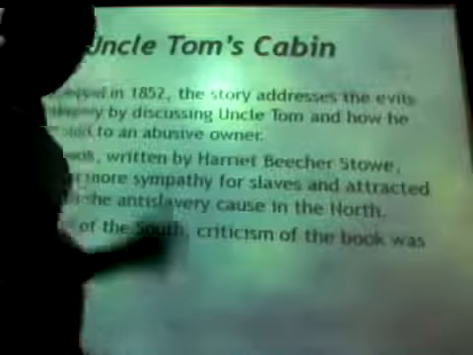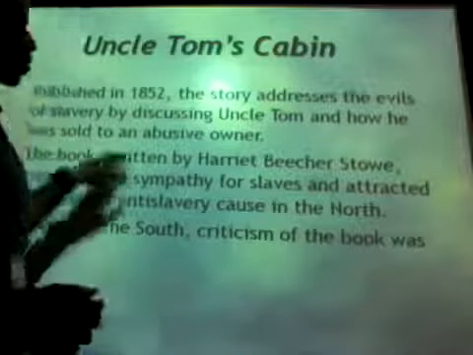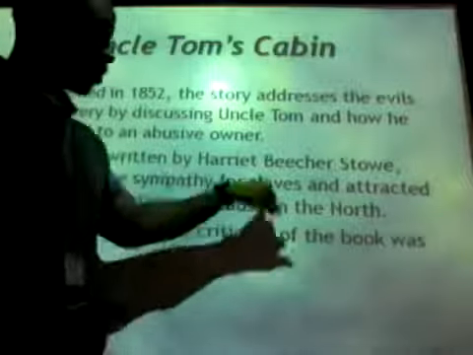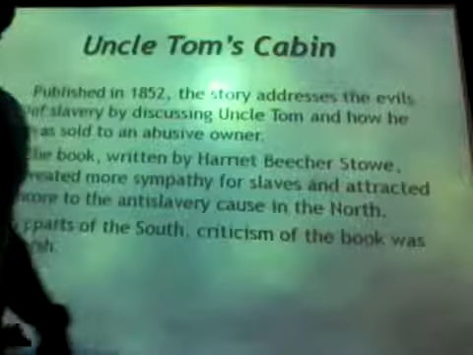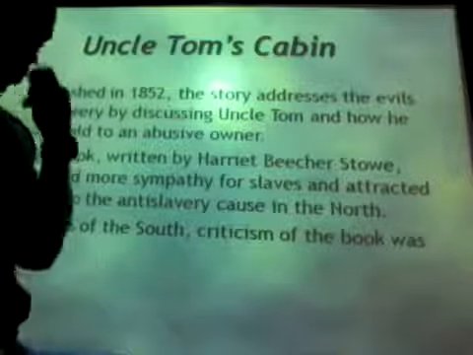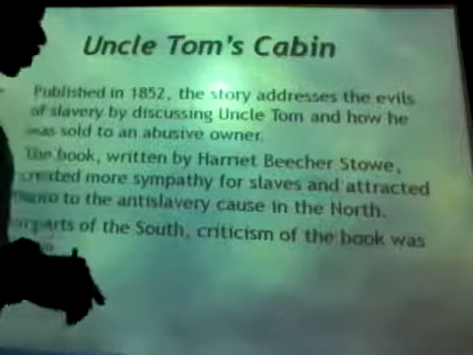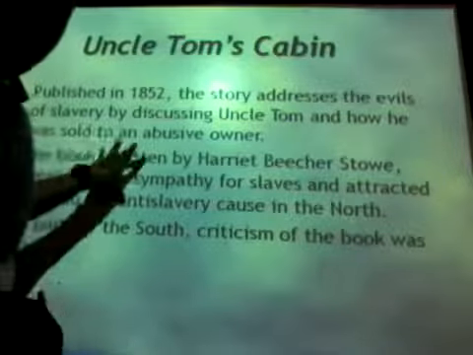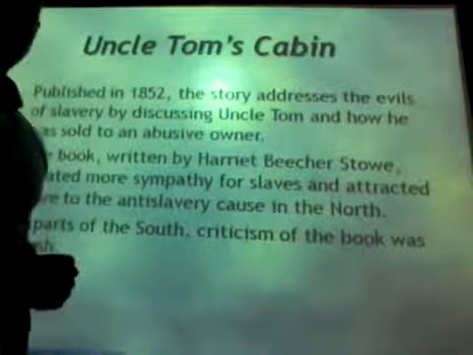All right. Now, Uncle Tom's Cabin. Uncle Tom's Cabin was a famous abolitionist novel written by Harriet Beecher Stowe. She was a part of the reform movement of getting rid of slavery, which is known as the abolitionist movement. In her novel, she talked about the horrors of slavery and how bad it was.